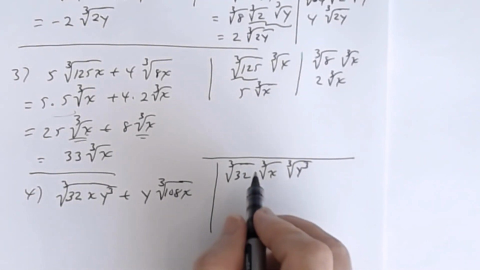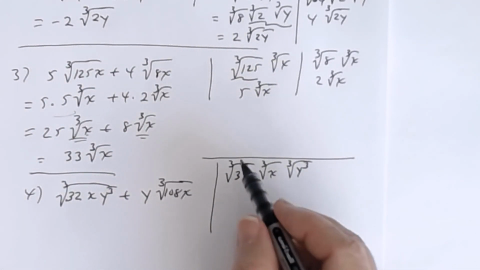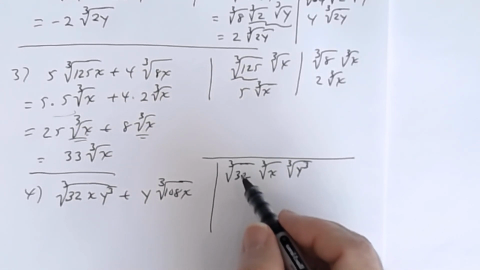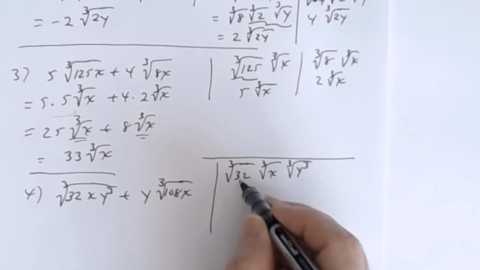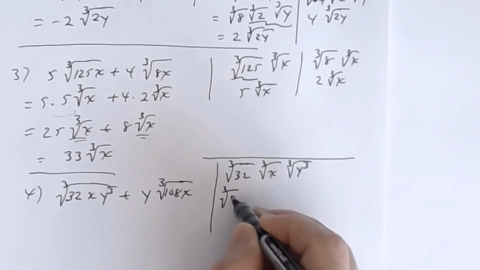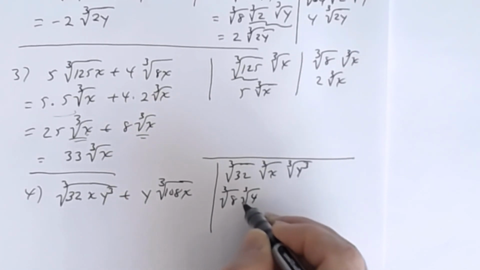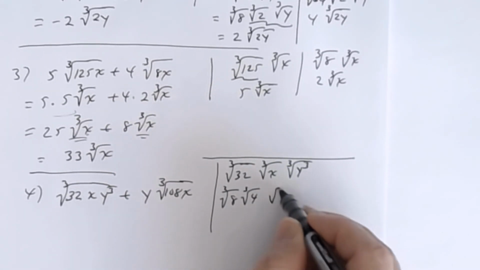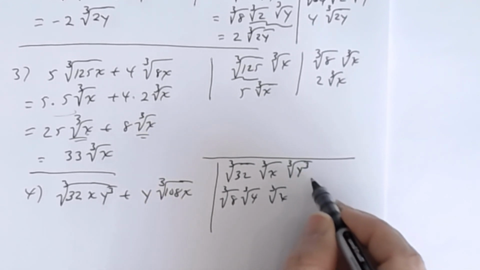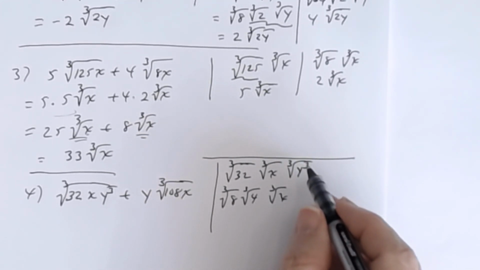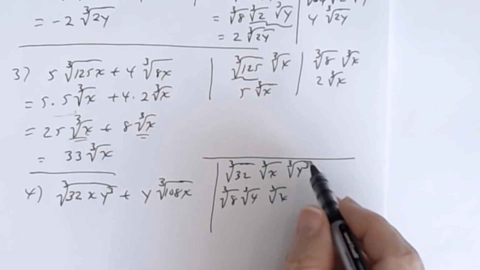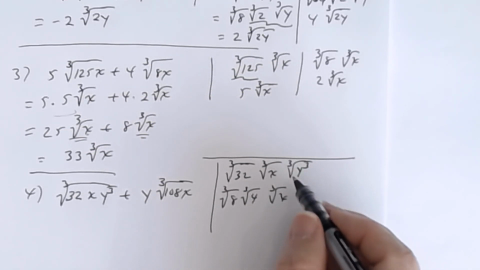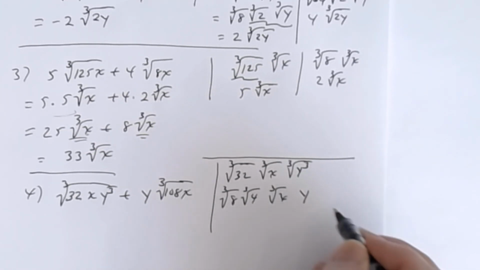That is using a product property. So let's talk about the cube root of 32. I know that 8 is a perfect cube that goes into 32, and it is the largest. So I can rewrite the cube root of 32 as the cube root of 8 times the cube root of 4. 8 times 4 is 32. I cannot simplify the cube root of x, so I'm going to rewrite it over. But I can simplify the cube root of y cubed, because the cube root of y cubed is just y, because y times y times y is y cubed.